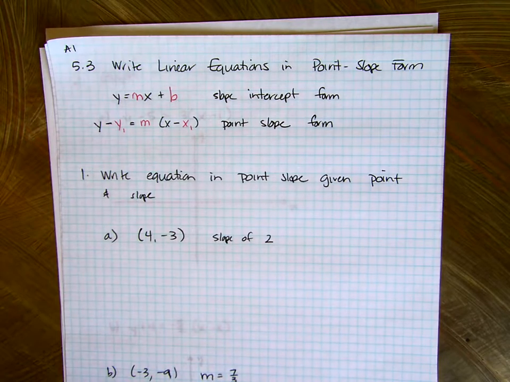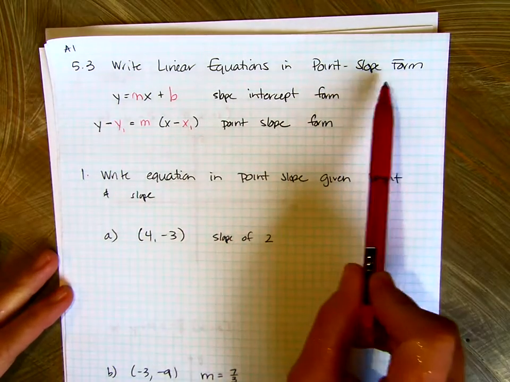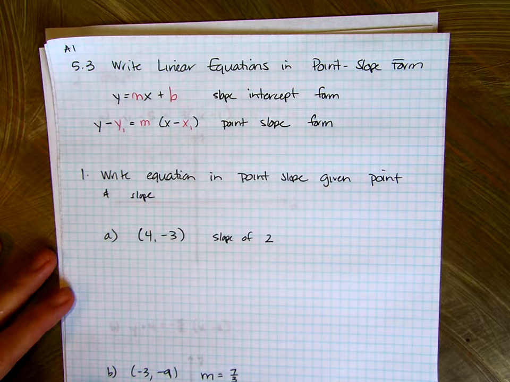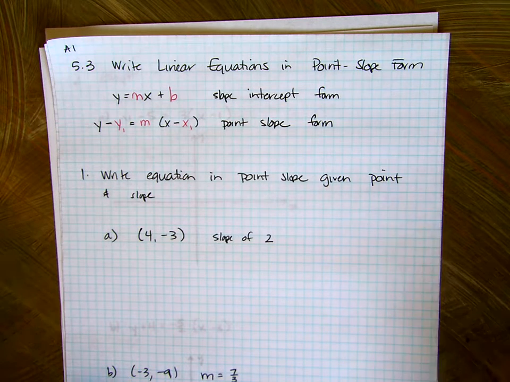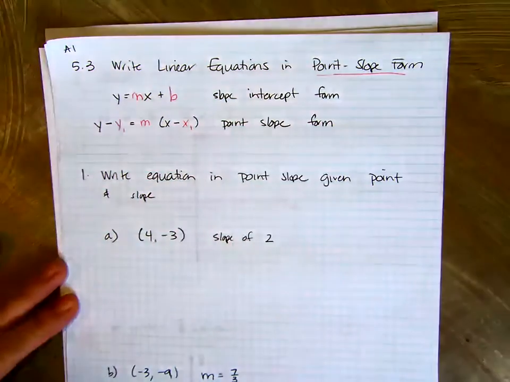All right, section 5.3 is about writing linear equations in point-slope form. Sometimes I like to ask my students, if you could only have one pair of skis, which pair would it be? Your slalom or your GS, your downhill, super G? Anyway, if I could only use one form, it would be point-slope form.